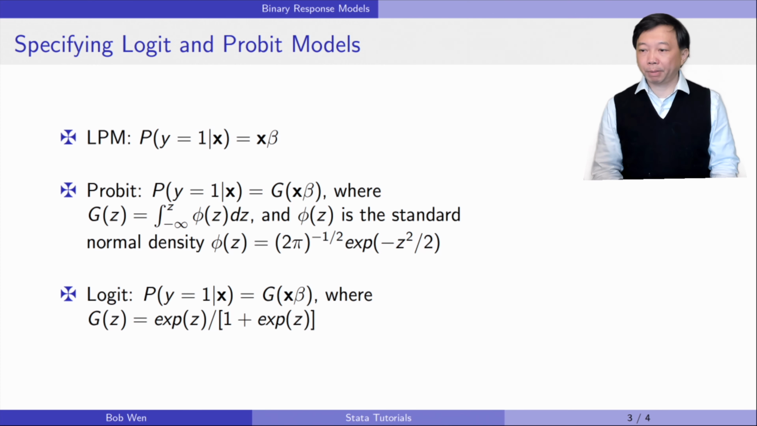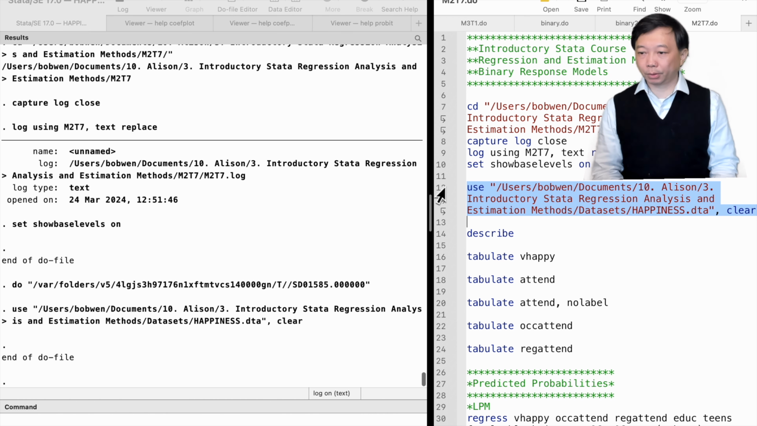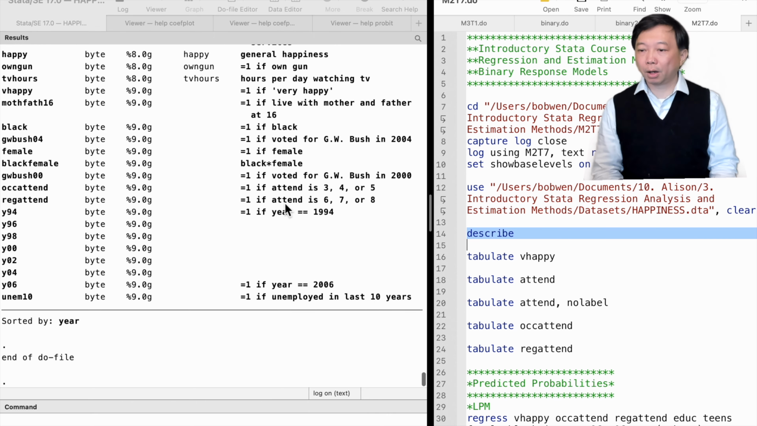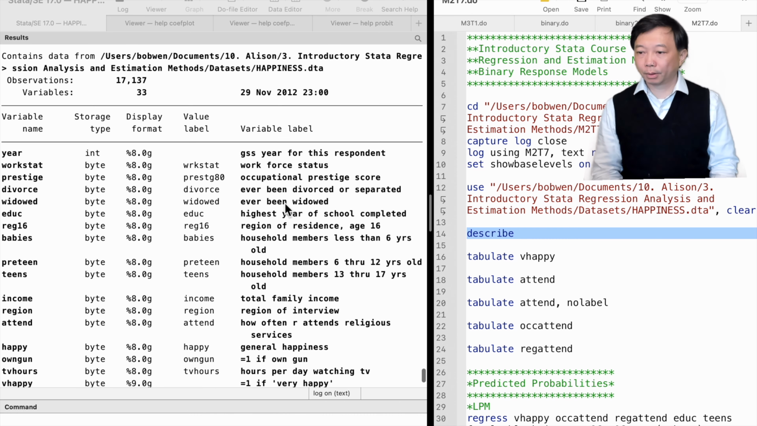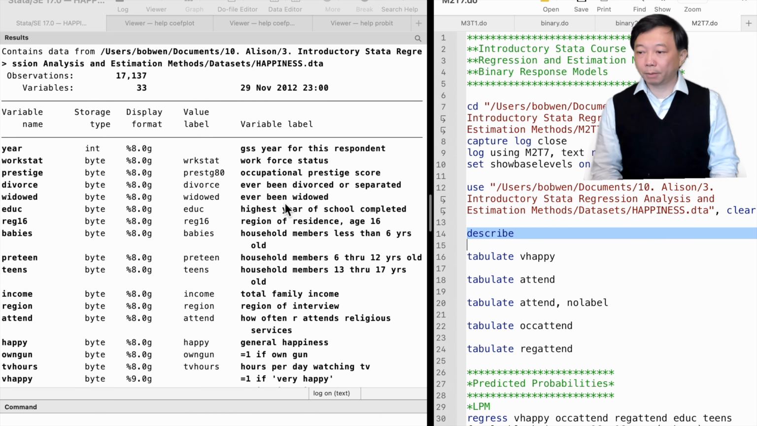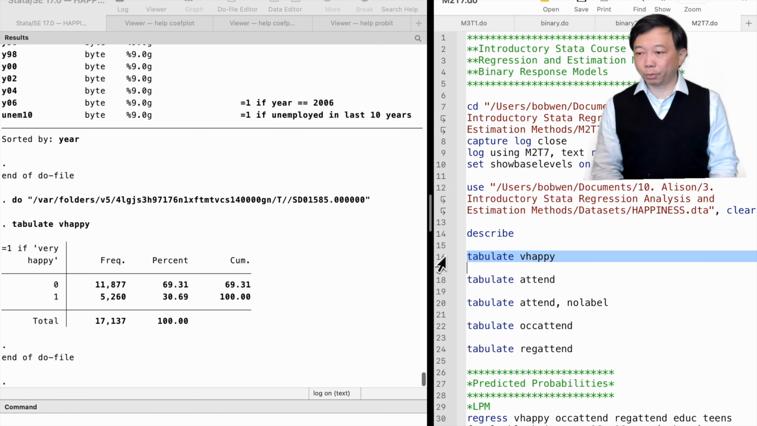Let's open the HAPPINESS.dta dataset. It is from the textbook Introductory Econometrics, a Modern Approach by Professor Jeffrey Wooldridge. You can download the dataset from the link below. The dependent or outcome variable, vhappy, is a measure of happiness. It is a binary variable equal to 1 if the person reports being very happy. It equals 0 if the person is not very happy.